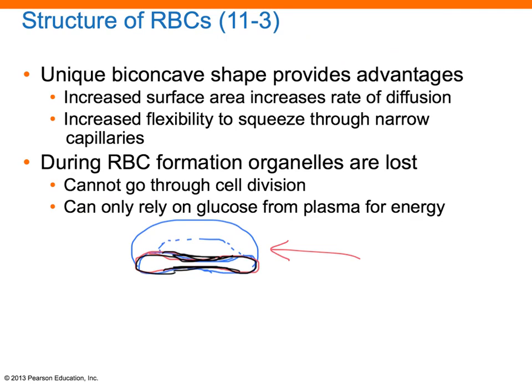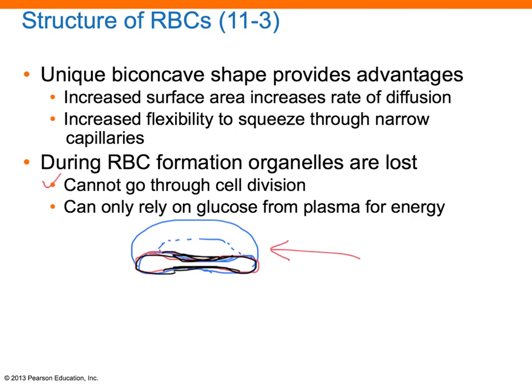Now, red blood cells are unable to go through cell division because as they are formed, once they mature, some organelles are lost, including the nucleus. That nucleus is rather large, so the red blood cell, once it's mature, ejects it so that efficient gas exchange can occur and there won't be a whole bunch of organelles taking up space there. Because it loses many organelles, the red blood cell relies on glucose from the plasma to get its energy.